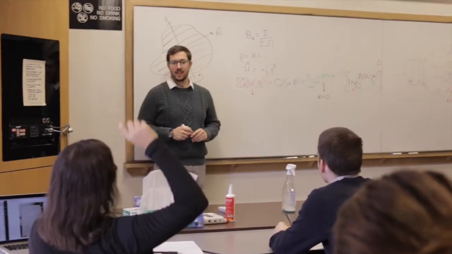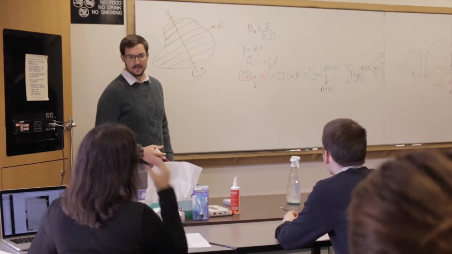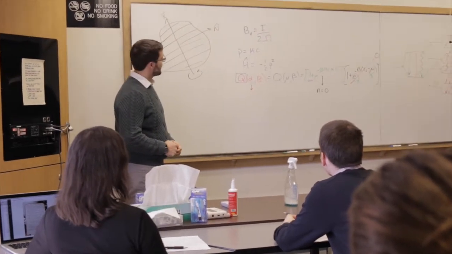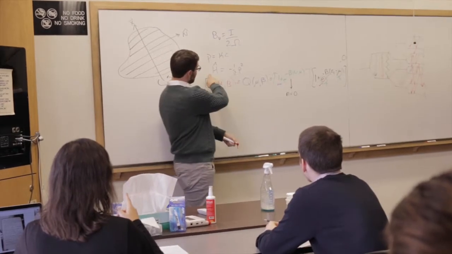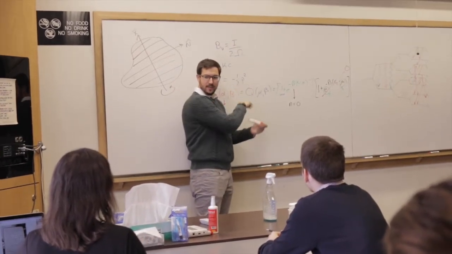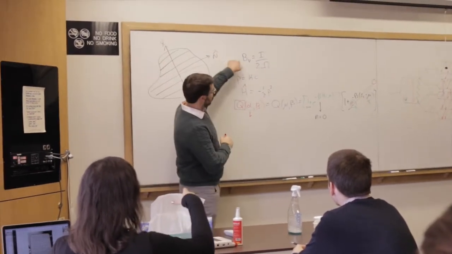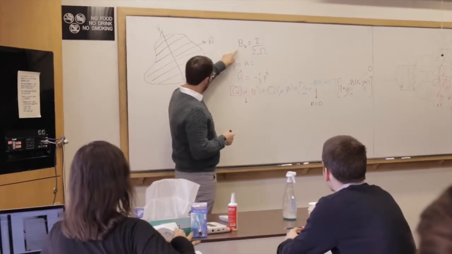Wait, question before we go on. You wrote the momentum is K times C, but the units of that are hertz. So shouldn't that be T times HK? We're looking at the minus 1/2. No, H, like... Oh, the rotational constant? No, like Planck's constant. H.